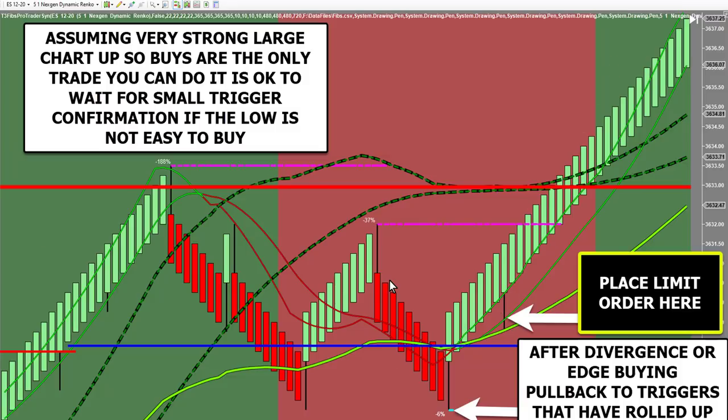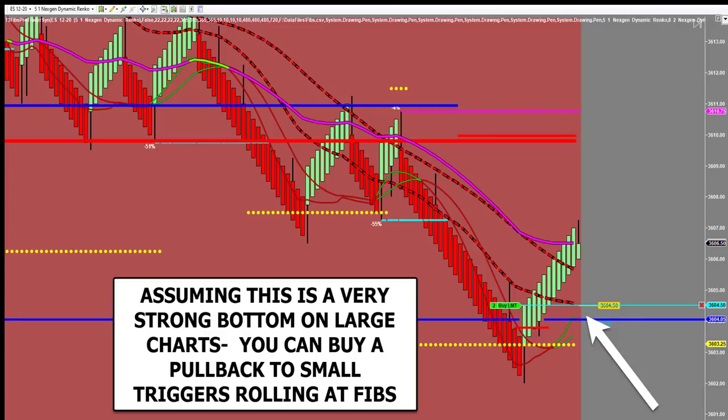You'll be able to also use this logic at the edges. We've used this for a long time. I'll show you a couple pictures, but the idea is quite simple. If we get to an area that's supposed to hold, maybe a triple strong termination spot on every chart, you can be a little bit more assertive at the edges when the triggers are rolling up to help you out.